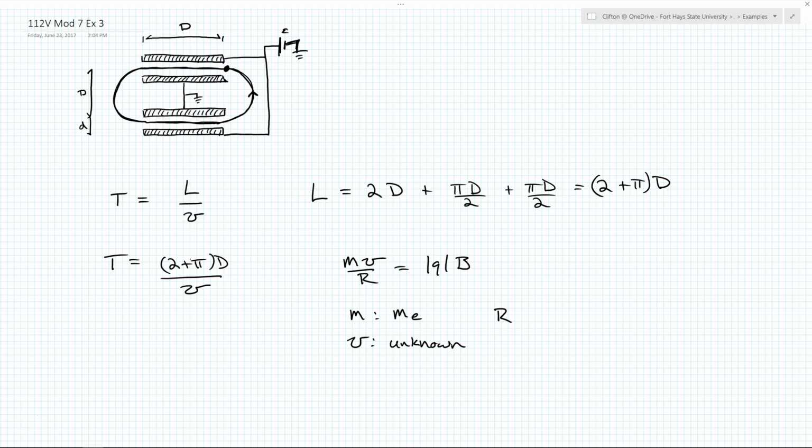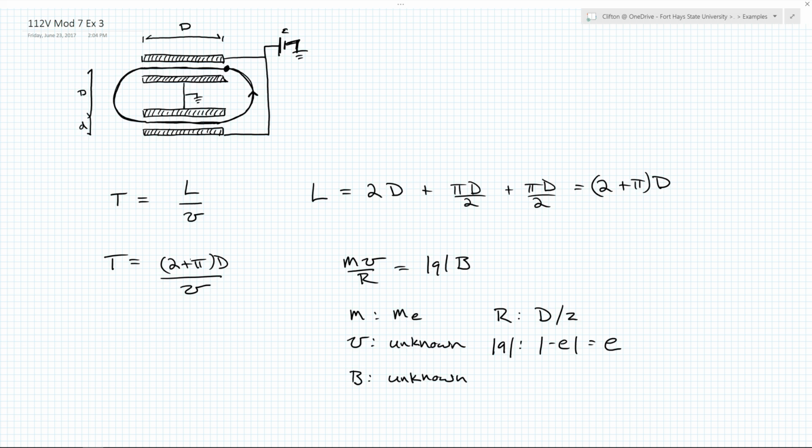R, which is the radius of the circle that the electron travels around, is going to be that diameter over 2. The absolute value of the charge is going to be the absolute value of negative elementary charge, which will just be the elementary charge. And the magnetic field is unknown. So we have one equation with two unknowns. That means we need another equation. At least one more equation to try to determine what these two unknowns are.